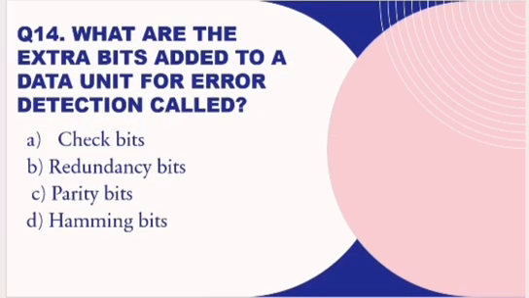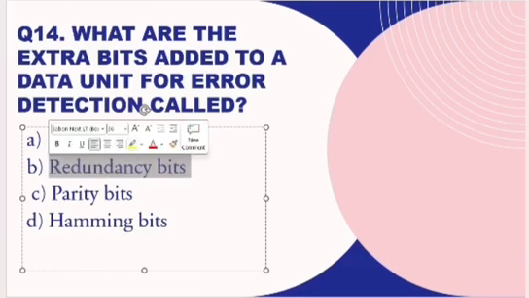Moving on to question number 14. What are the extra bits added to a data unit for error detection called? Option A, check bits. Option B, redundancy bits. Option C, parity bits. Option D, Hamming bits. I hope you all have paused the video and guessed the answer right. So the correct answer for this question is option B, redundancy bits.